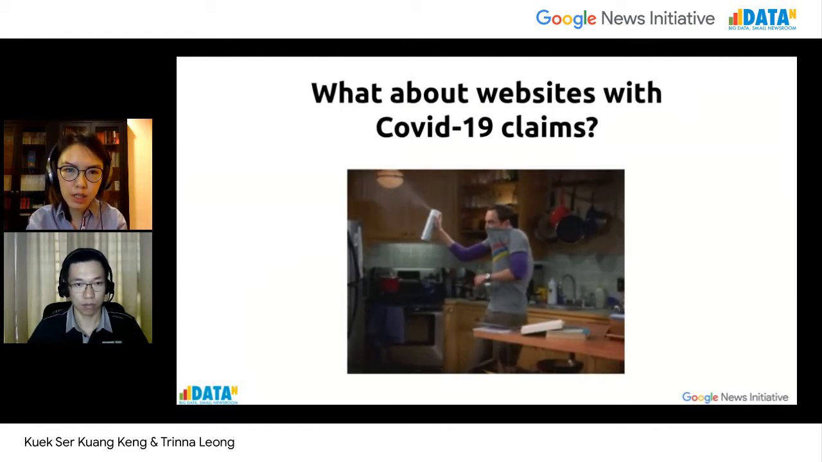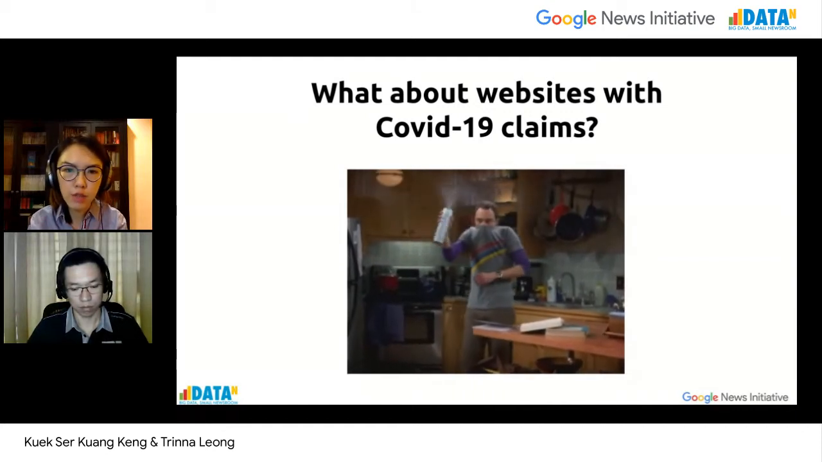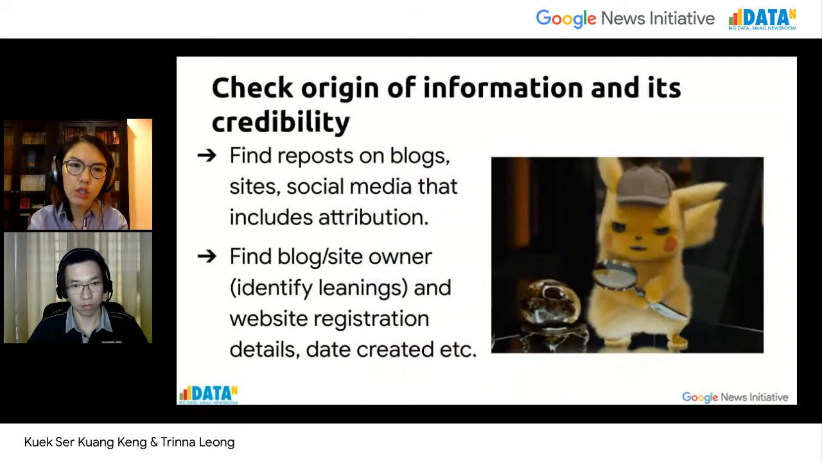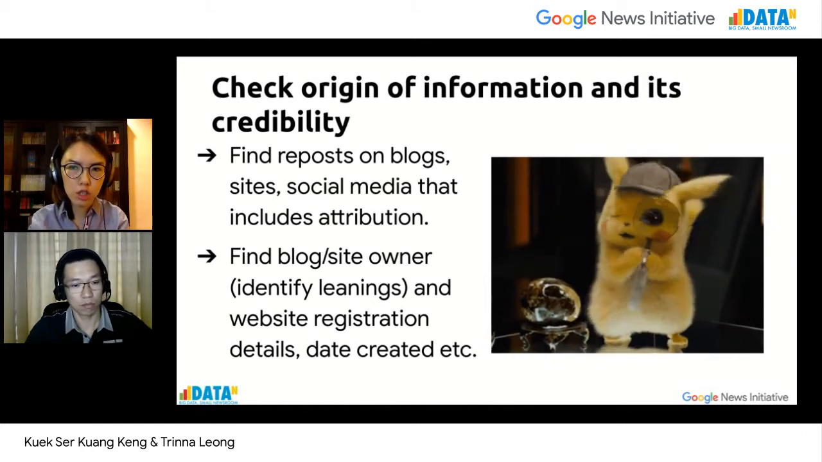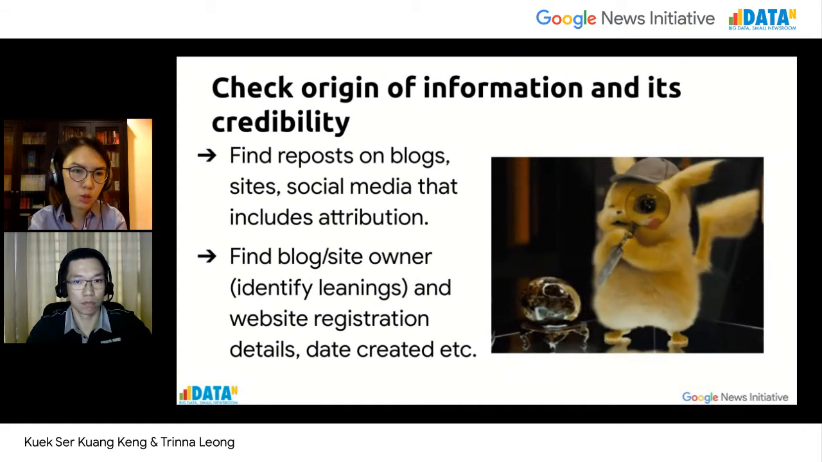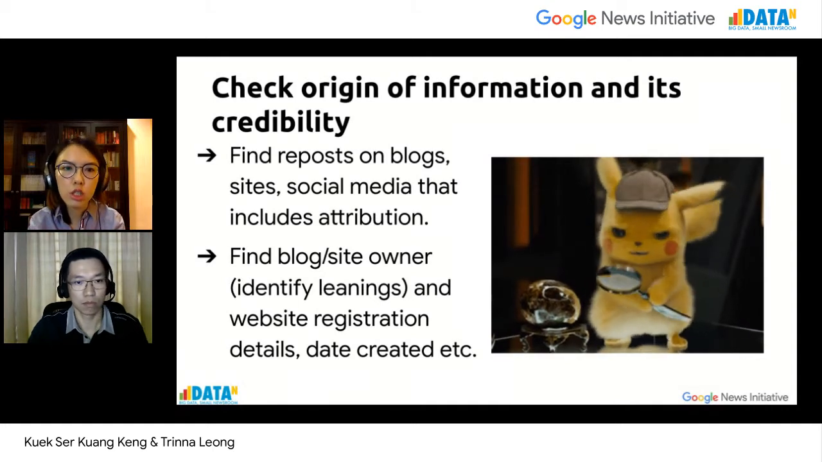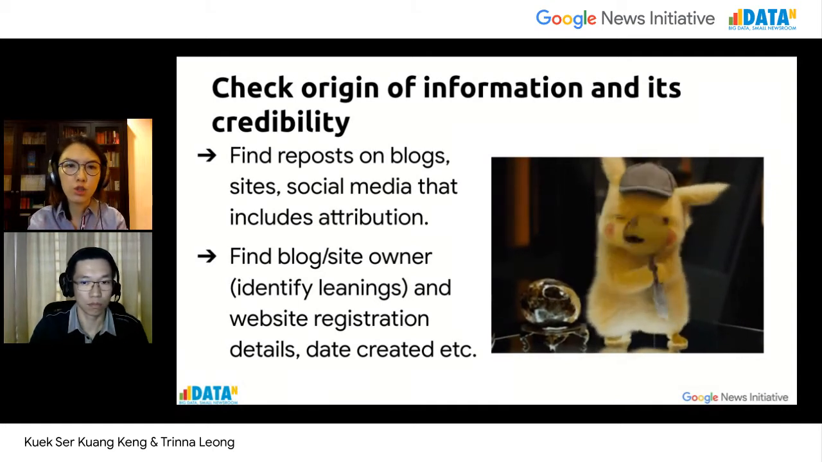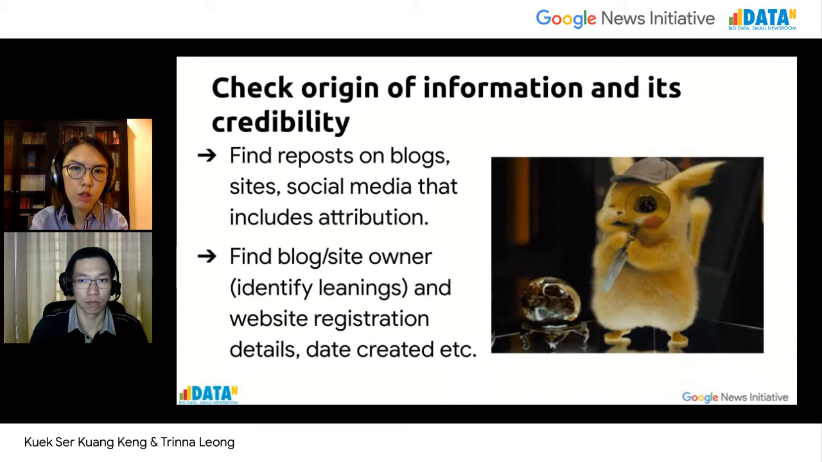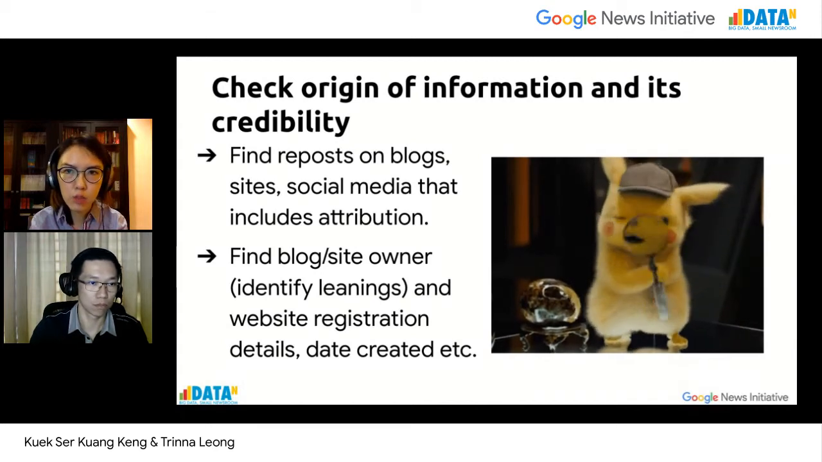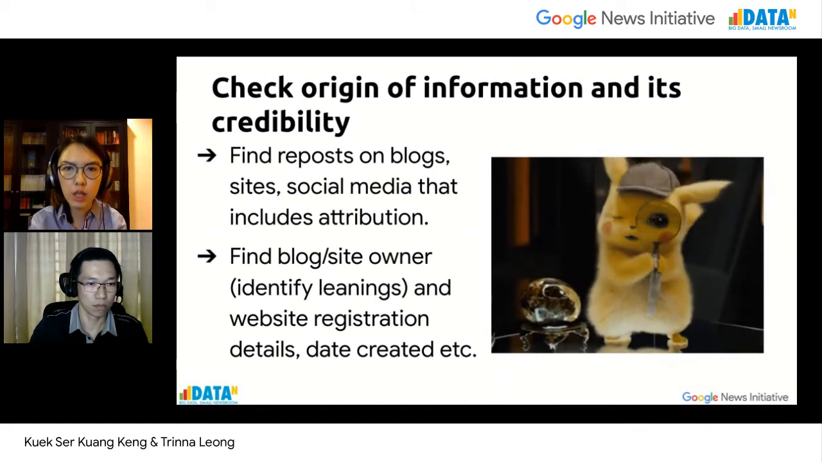And so what about websites that have sprouted up in the last few months with all sorts of COVID-19 claims? Then we need to start checking the origin of information and its credibility. Most of these could be bloggers or just sites or social media accounts like Twitter. We try to find the ones that reposted with attribution, so from that, we could go back and trace to the source. We could also find blog or site owners, identify their leanings by looking at their other posts, and also search up their website registration details and see when the site was actually created.